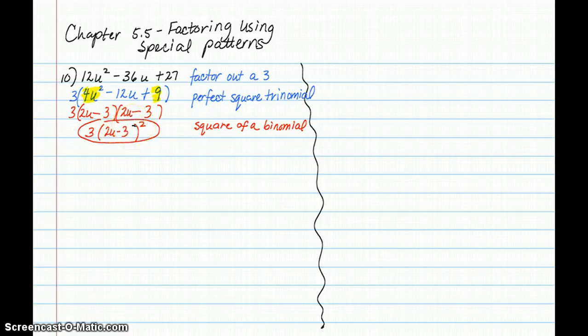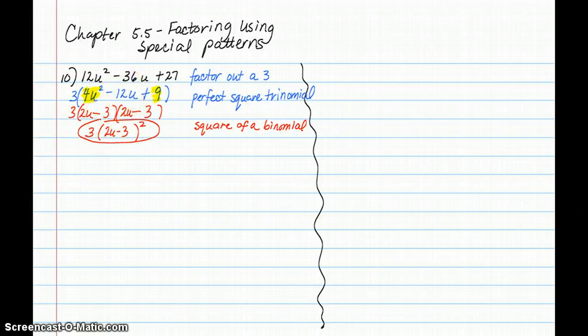Now let's talk about that middle term just a little bit more, because it's not critical for this, but it's nice to know. If you were to take the 2 factors right here, the 2u, and multiply it by this factor of negative 3, you would get 2u times negative 3 is negative 6u. You would double it, it's negative 12u. There it is right there.